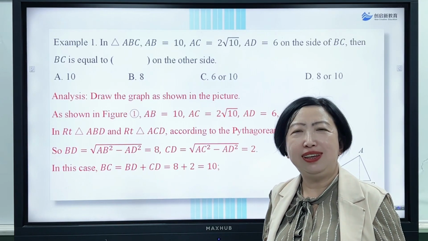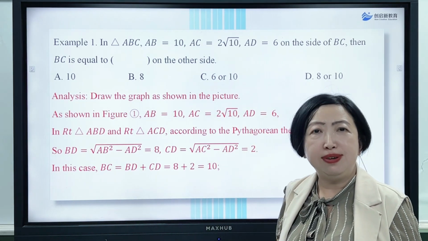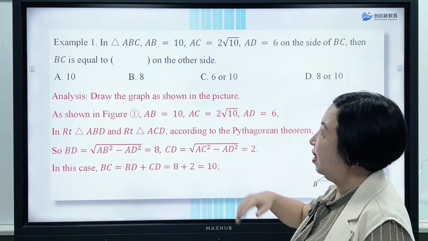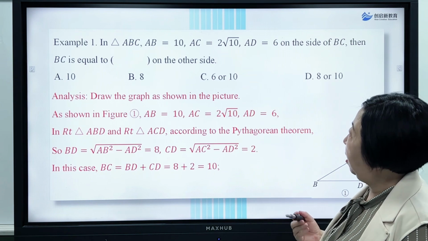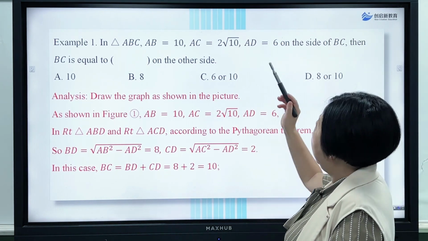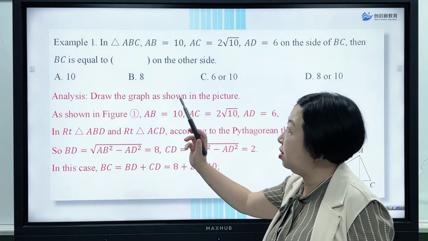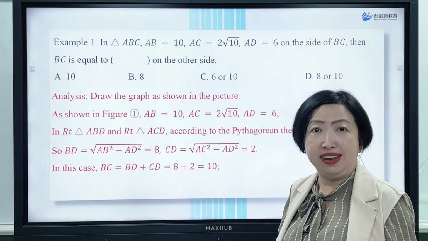Let's go on to learn the Pythagorean Theorem. We'll learn some examples to understand it. Let's have a look. For example 1, in triangle ABC, AB is 10, AC is 2 root 10, and AD equals 6. What is the length of side BC?